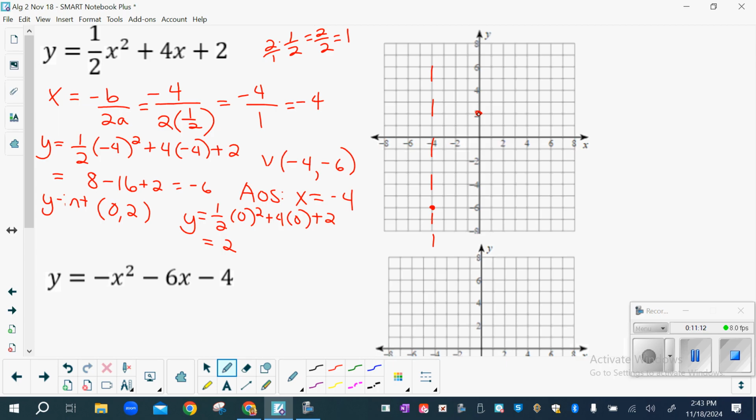And then we want to do what to find our third point? Reflect it over that axis of symmetry. So 1, 2, 3, 4 to the right. We go 1, 2, 3, 4 to the left. Make it curved, not pointy. So there's our graph, and then we need to find the domain and range.